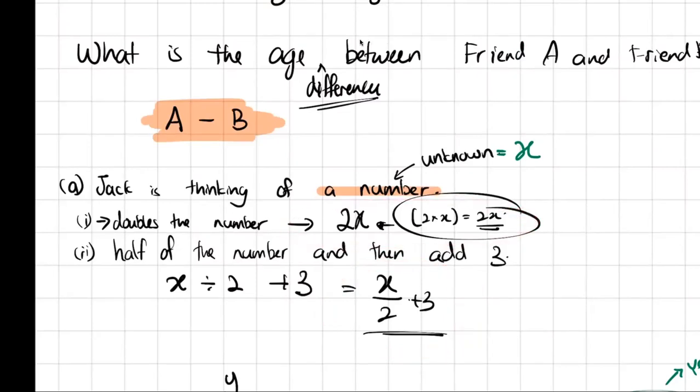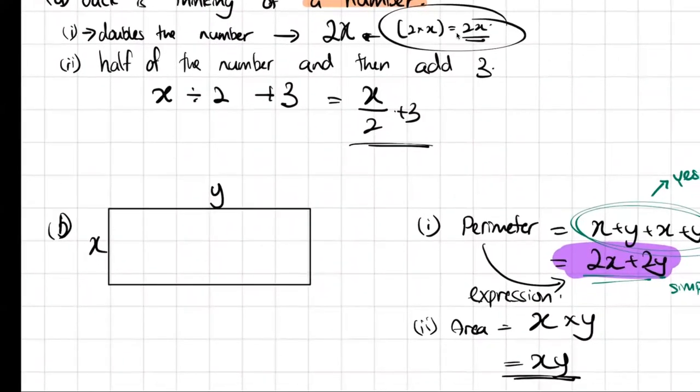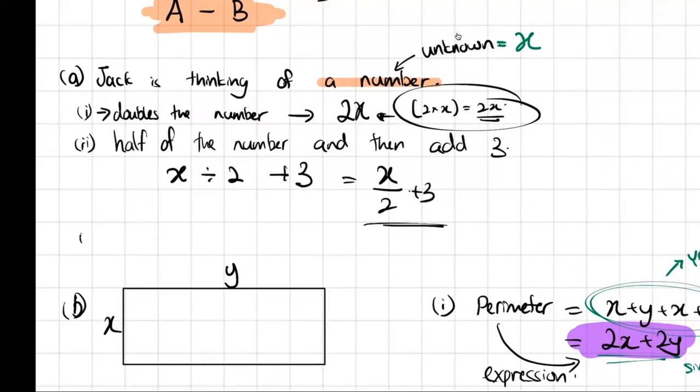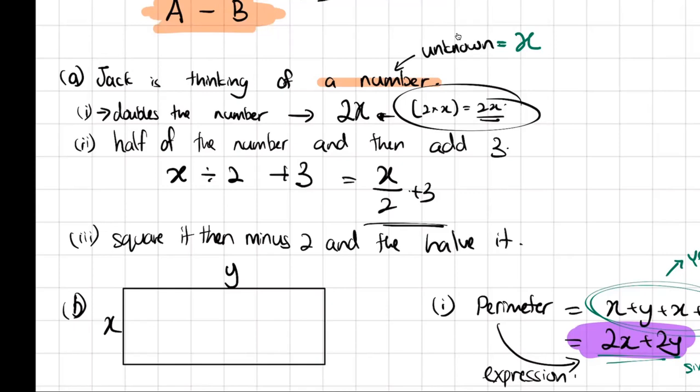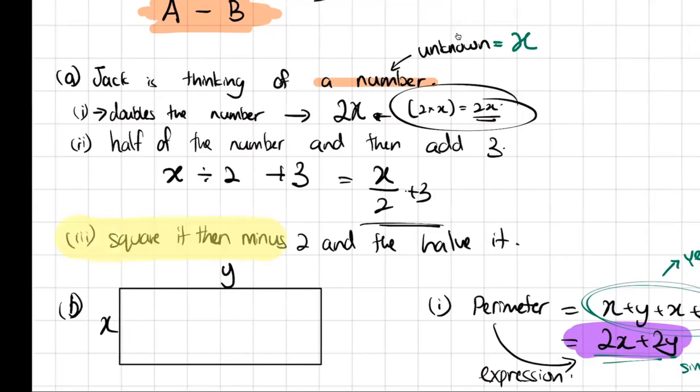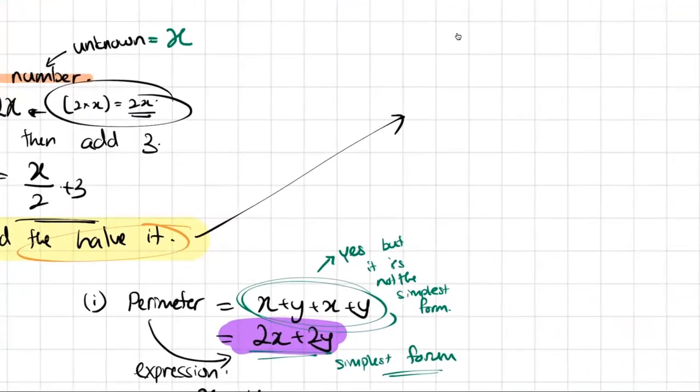It is very important to also apply your BODMAS rule here to see which one to do first. For example, let's go back to question A for a while and put in something more complex. Square it, then minus 2, and then halve it. This one is a little bit complex because I need to do three things. First, I need to square it. Second, I need to minus 2. And then last, I need to halve it. So I need to follow step by step. Square it, minus 2, and the whole thing needs to be divided by 2.